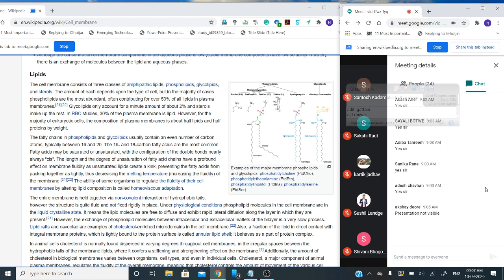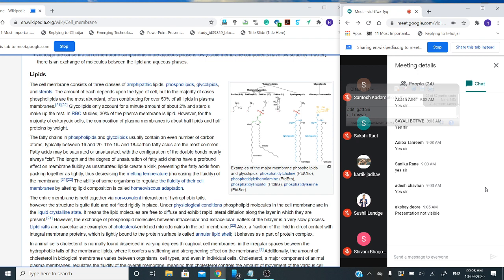The entire membrane is held together by non-covalent bonds. There is no covalent bonding, therefore it can be separated easily with some higher force. So it is held by non-covalent hydrophobic interactions. Its structure is quite fluid. It is not fixed tightly in place. Under physiological conditions, phospholipid molecules in the cell membrane are in a liquid crystalline state. That is, lipid molecules are free to diffuse and exhibit rapid lateral diffusion along the layer, and the exchange of phospholipid molecules between intracellular and extracellular layers is possible.